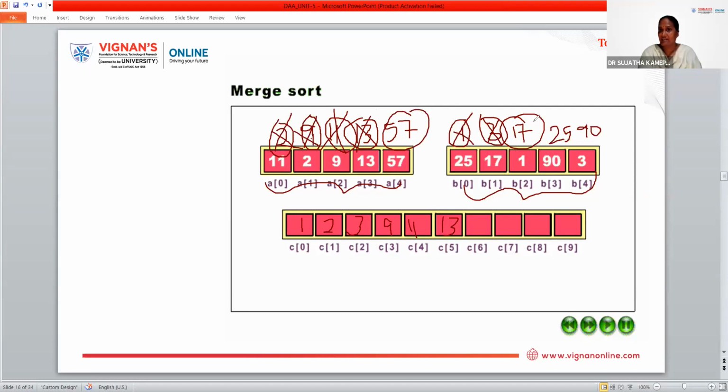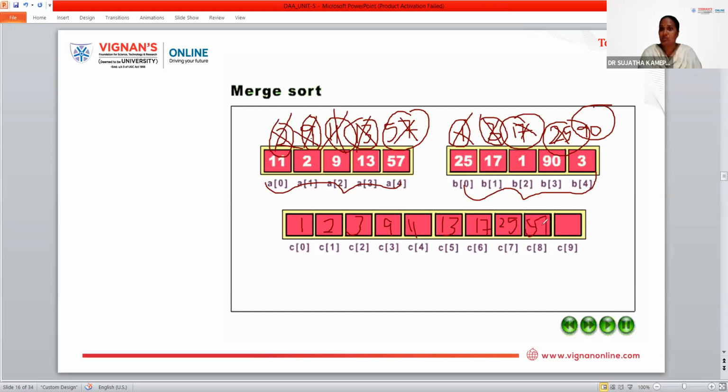57 and 17 are compared. Here 17 is smaller, so 17 is moved here. The next element from this list is selected and compared with this element. Here 25 is less, so 25 is moved here. The next element from the list is 90. Now 90 and 57 are compared. 57 is smaller here, so 57 is moved here.